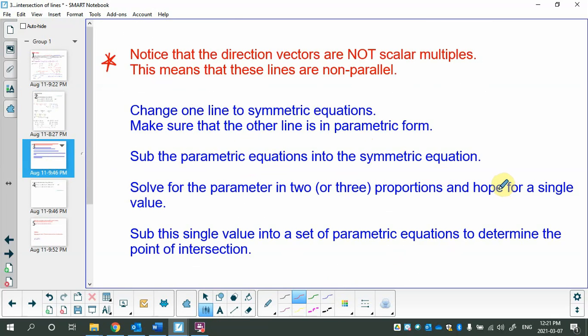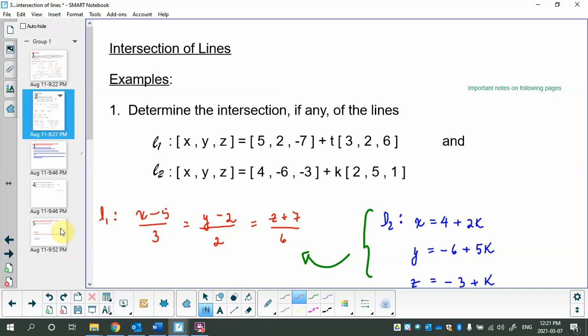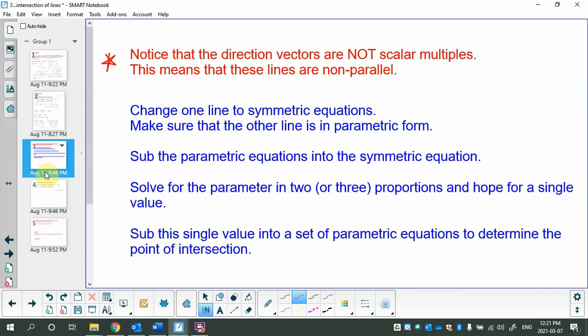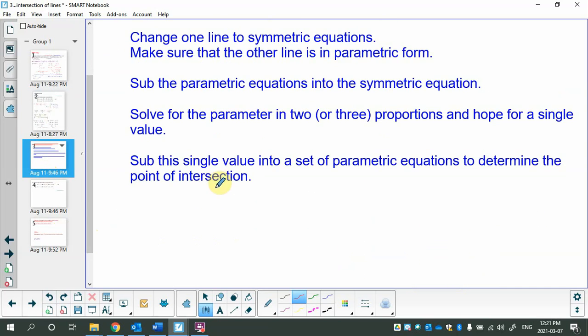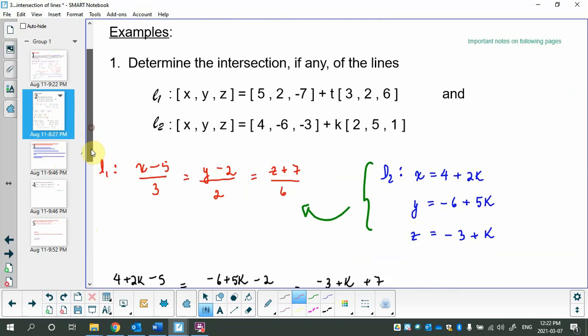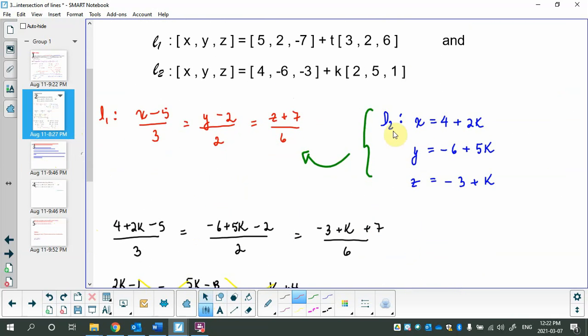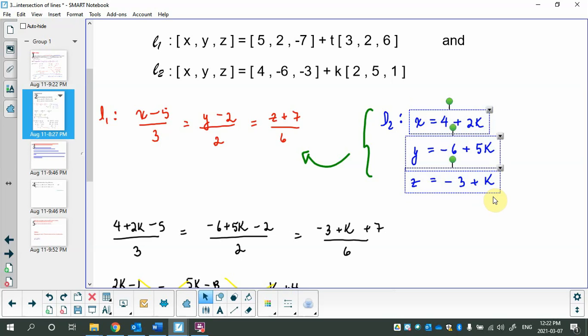When you get that single value, that actually means you're going to have a point of intersection. These lines are going to collide with each other in a point. So the way you find that point is you sub the single value, in this case k is equal to 2, into the set of parametric equations that used k. So make sure you don't use it for t accidentally, and you determine the actual point of intersection. So that is this set.